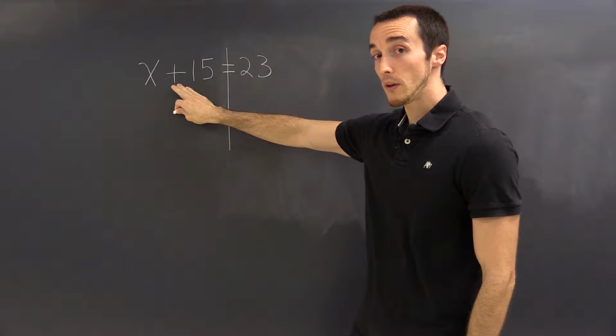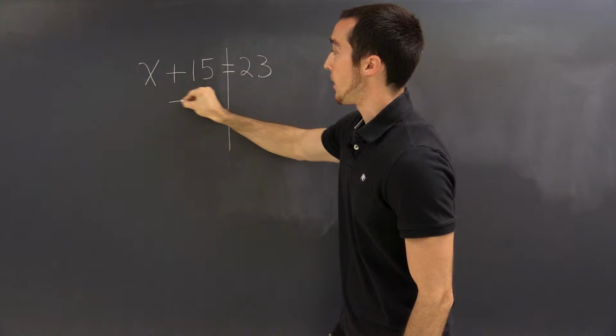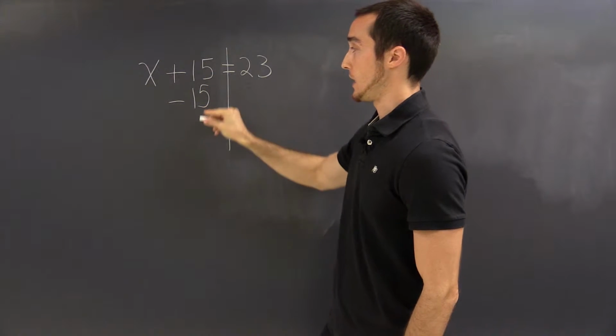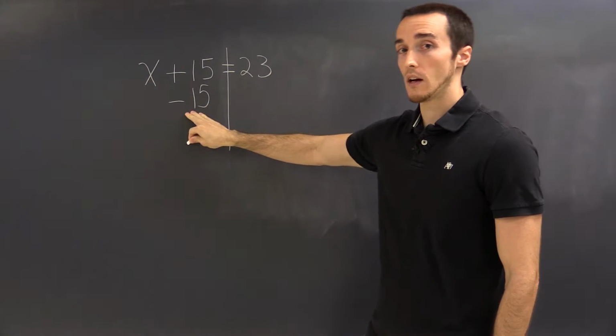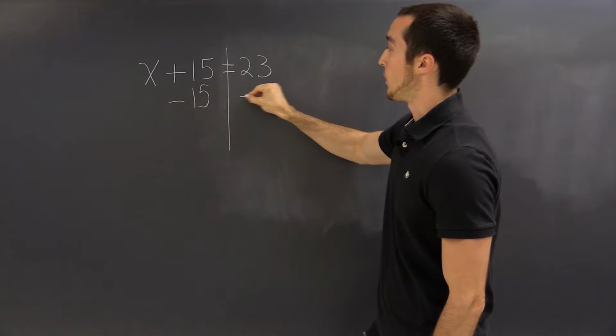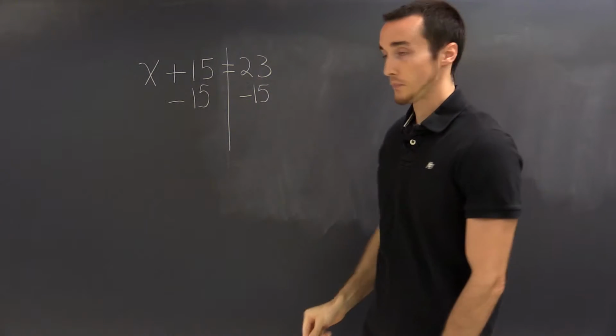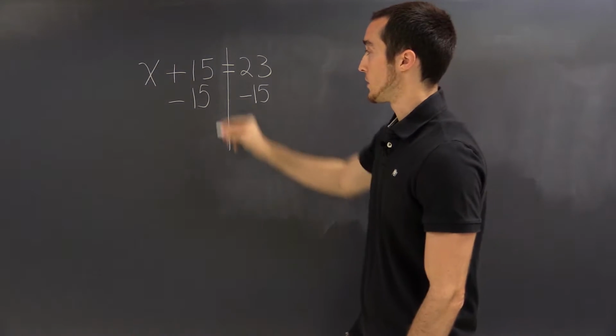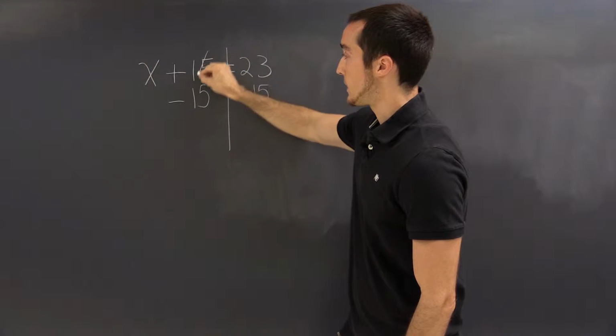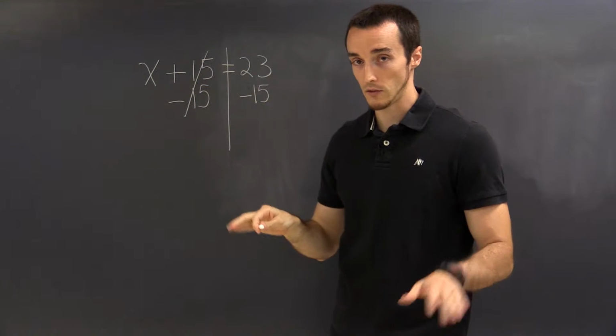So we've identified that right now we're adding 15. The opposite is subtracting 15. But not only do we have to do that on the left side of the equal sign, we also have to do it on the right. Okay, so let's update our equation. Positive 15 take away 15 is 0. We can cancel those out.